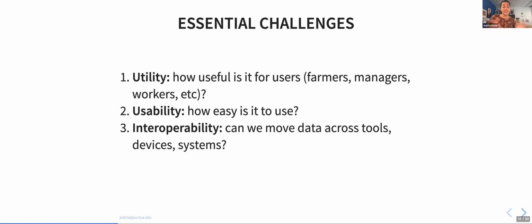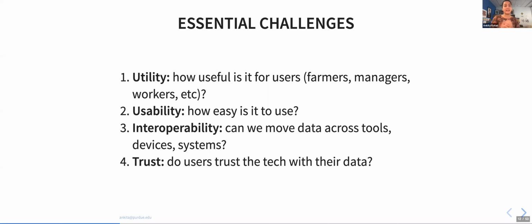We also have challenges that are a little bit more ornery, like interoperability, where we think about how we can move data across tools, devices, and systems. And there are lots of different modeling techniques, information modeling techniques that we can bring to bear to solve some of these challenges. There's that ever-present trust issue that we have in technology. I, as somebody who uses consumer electronics, also have my own trust issues with technology, and we see the same with users of ag tech.